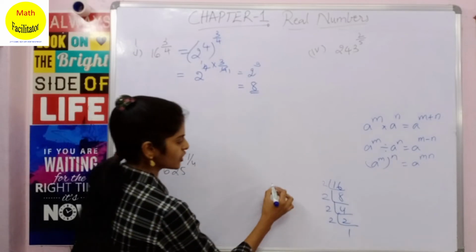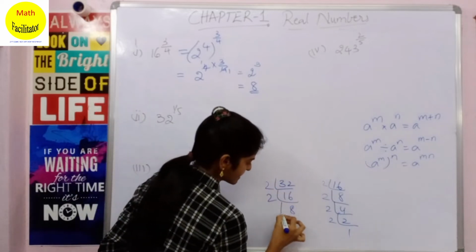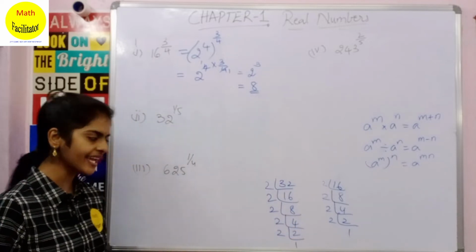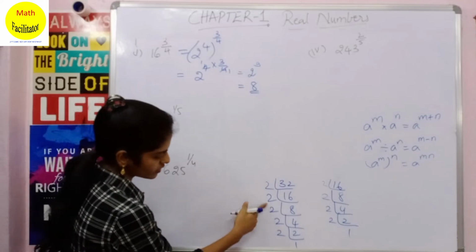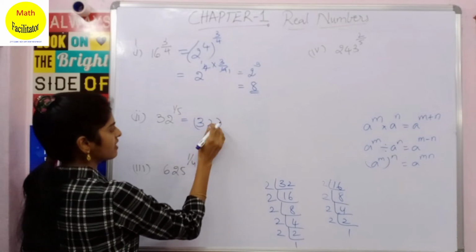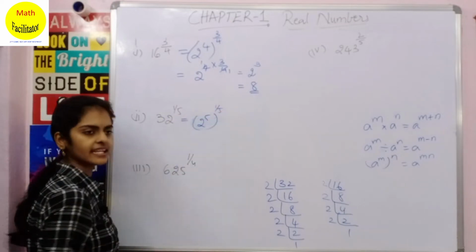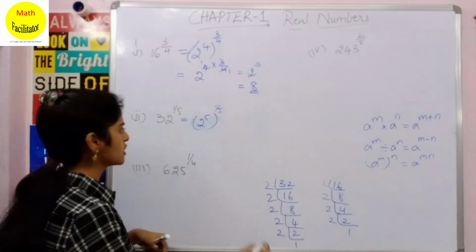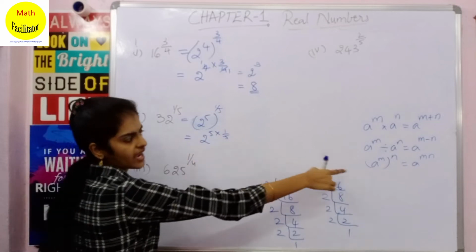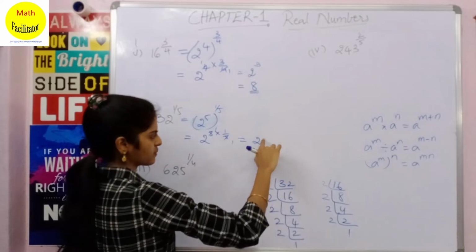Now 32. You have to prime factorize it. 2 16s are 32, 2 8s are 16, 2 4s are 8, 2 2s are 4 and 2 1s are 2. So 32 can be written as 2 power 5. Then 2 power 5 whole power 1 by 5. Again it is of this form, so you simply write it as 2 power 5 into 1 by 5, a power m into n. This is nothing but 5 1s are 5, 5 divided by 5. Now this is 2 power 1, which is nothing but 2.